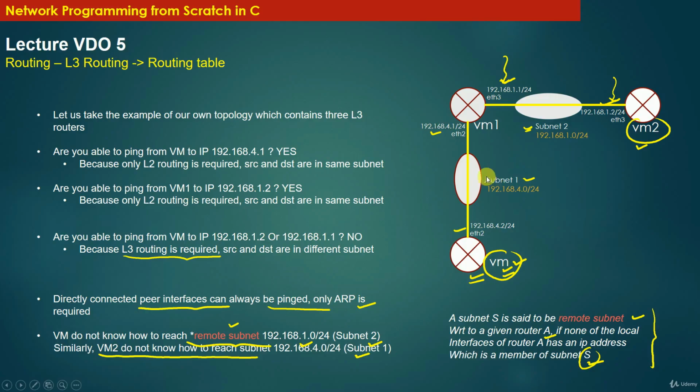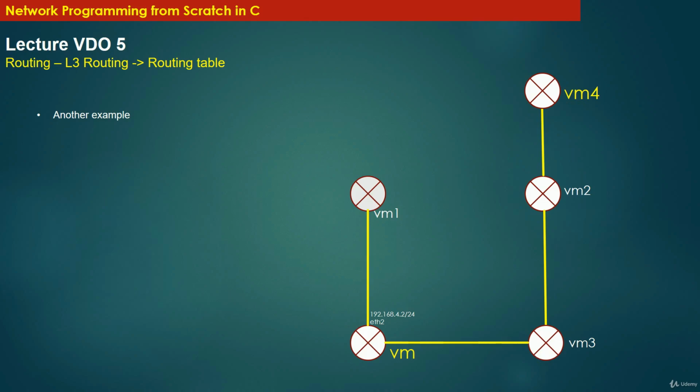Now let us try to understand the importance of layer 3 routing information with the help of another example. So you can see in this topology we have 5 routers, right? And the router on which we are trying to issue the ping command is router VM, right? So if VM needs to send data to the router VM4, that is this router, VM does not know where to send the packet, that is, should it send the packet towards the router VM1 or should it send the packet towards the router VM3, right?